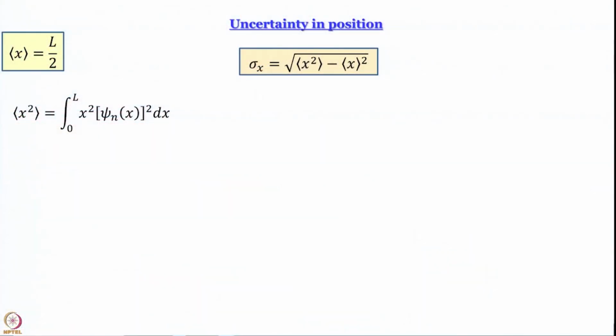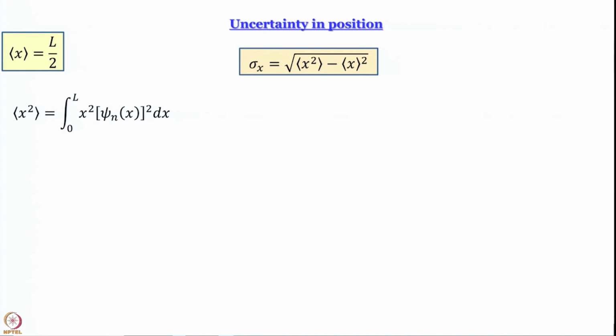Alright. So, average value of x square is equal to the integral from 0 to L of x square multiplied by the square of psi n, dx. This is from the same expectation value that we have got. The operator here is x square, which simply means multiply by x square. It is as simple as that.